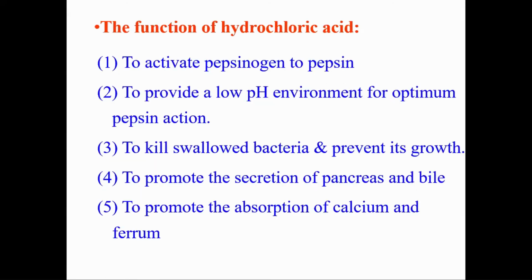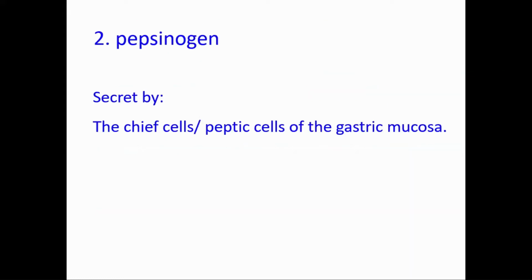So there are different functions of the HCl. The functions of the HCl are to activate pepsinogen to pepsin, to provide a low pH environment for optimum pepsin action, to kill swallowed bacteria and prevent their growth, to promote the secretion of pancreatic juice and bile, and it also helps in absorption of calcium and iron.